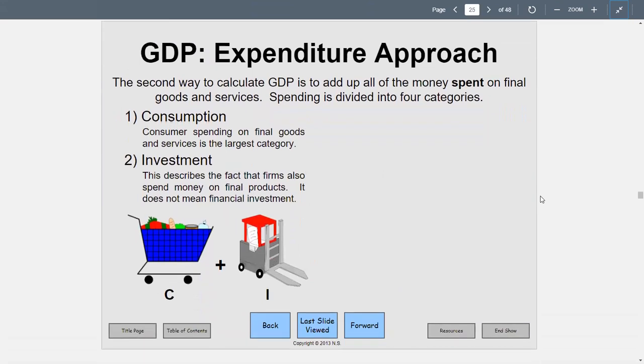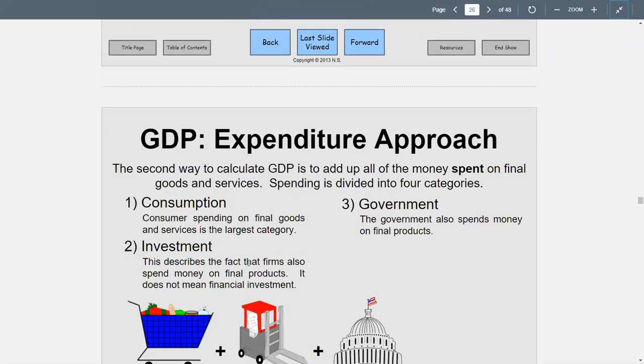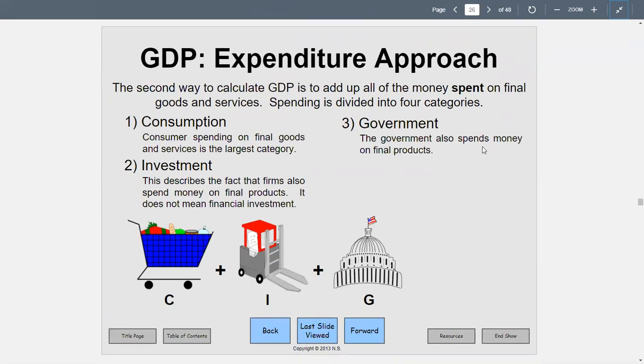Then we have investment. This describes the fact that firms also spend money on final products. It does not mean financial investment. So like businesses, they spend money on products. So like the schools, they bought the computers. That would be a business spending money on a final product. The government also spends money on final products. Governments also require products to do their work.